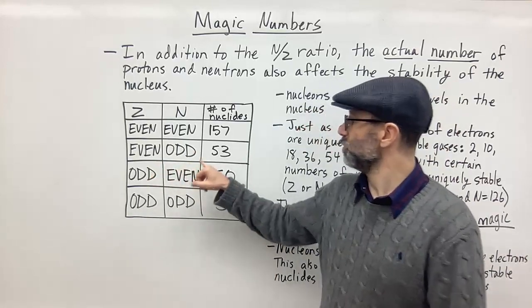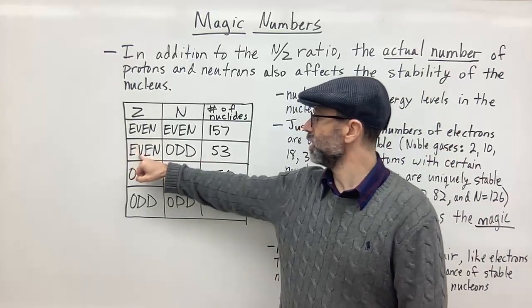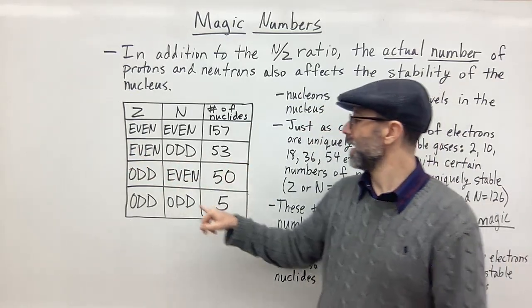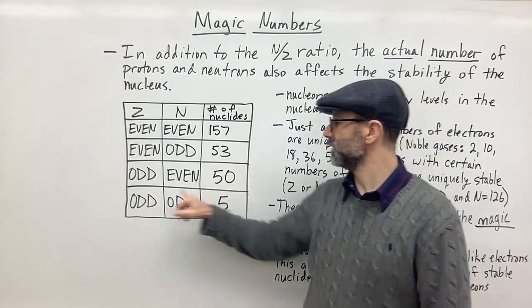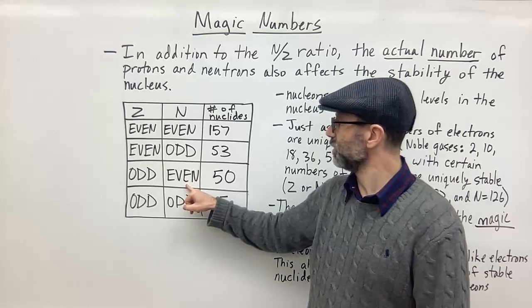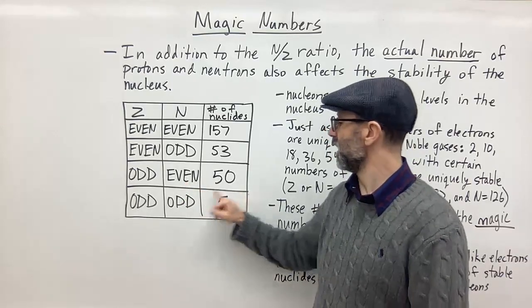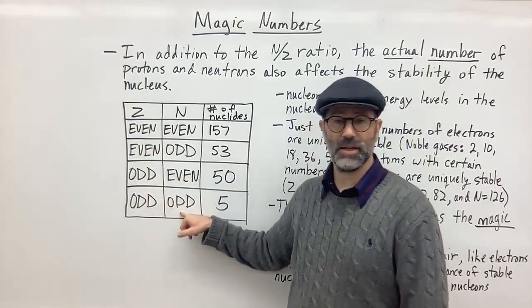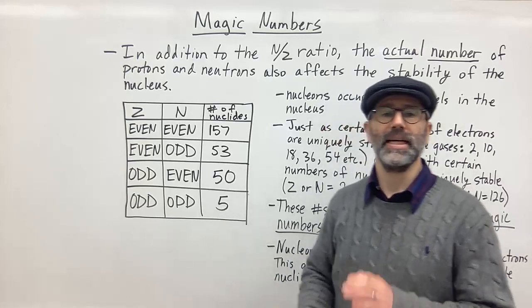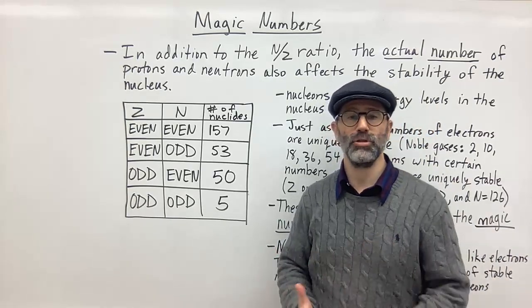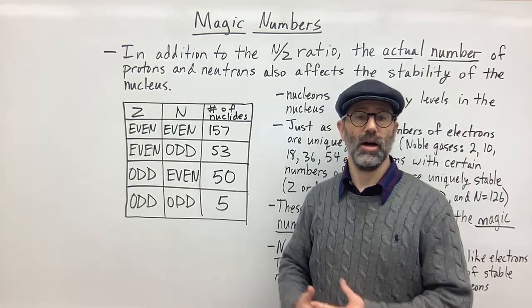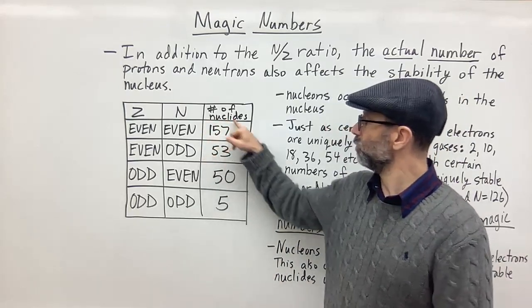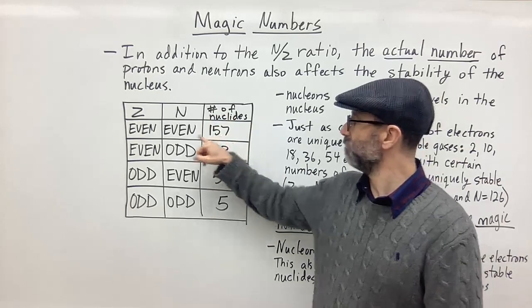For those nuclides that have an even number of protons and an odd number of neutrons, we have about 53 of those. And we have about 50 stable nuclides that have an odd number of protons and an even number of neutrons. And we have only 5 stable nuclides that have both odd and odd numbers of protons and neutrons. What this is telling us is that even numbers of protons and neutrons add to the stability of the nuclide itself. And we can see that here, the fact that well over 100 nuclides have even and even.